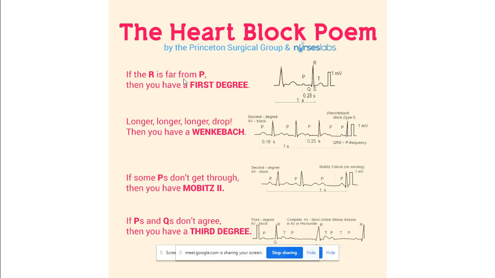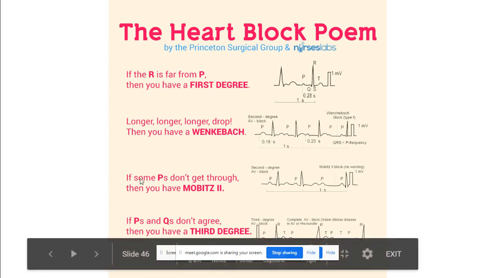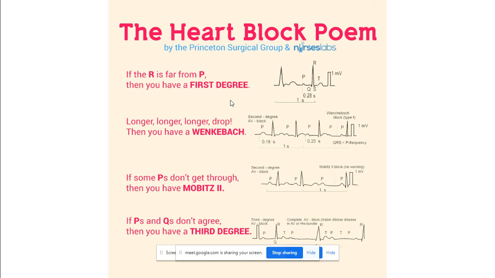If the R is far from P, then you have a first degree. Longer, longer, longer drop, then you have a Wenckebach. If some P's don't get through, then you have a Mobitz 2. If P's and Q's don't agree, then you have a third degree. So I'll break those down. It sounds chaotic and overwhelming. It's not. It's really pretty simple.